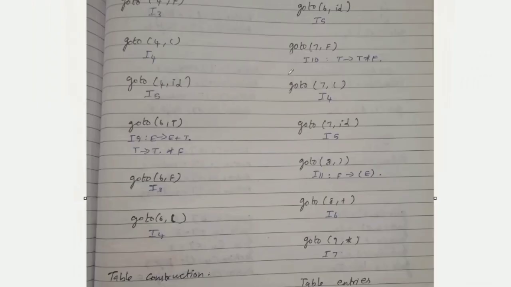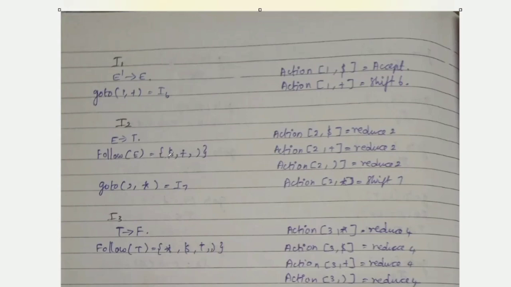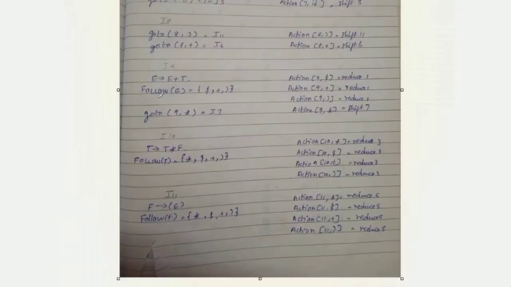In the canonical collection of LR0 items, we have a go to part, item set 9: go to 9 comma star I7, and we have a final item E tends to E plus T dot. Here you write E tends to E plus T dot, then go to 9 comma star is going to be I7. The production E tends to E plus T dot is a final item. Then we have to take the follow position of E. We already found the follow position of E: it is dollar, plus, close bracket. Here you write follow position of E: dollar plus close bracket.